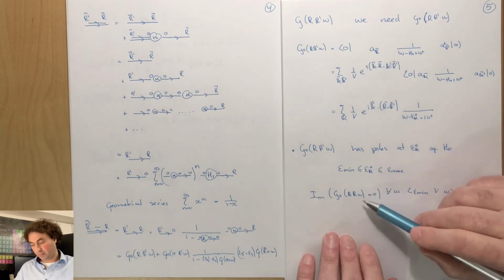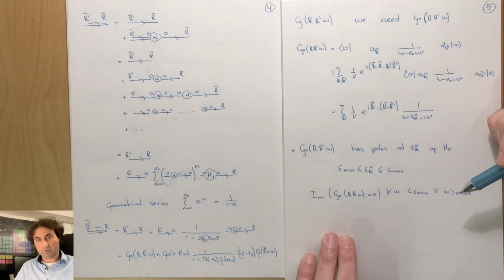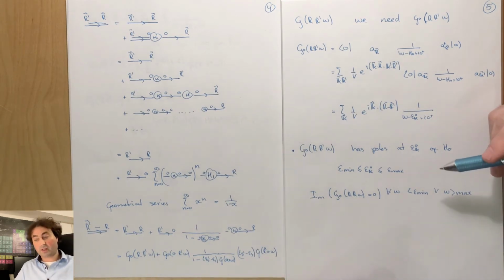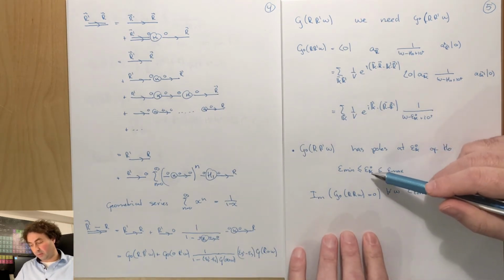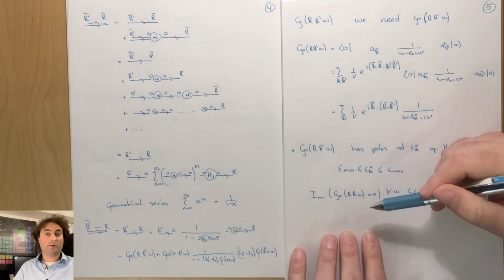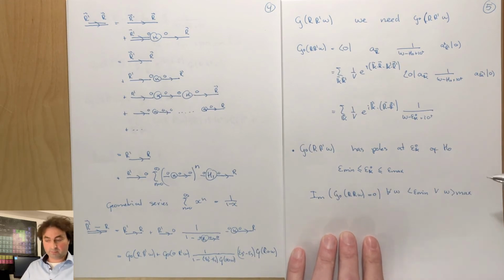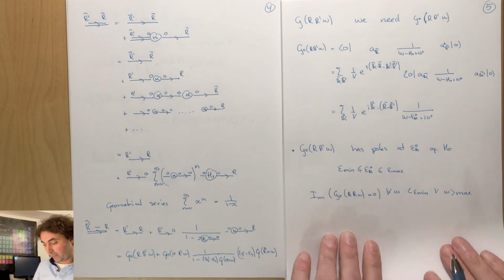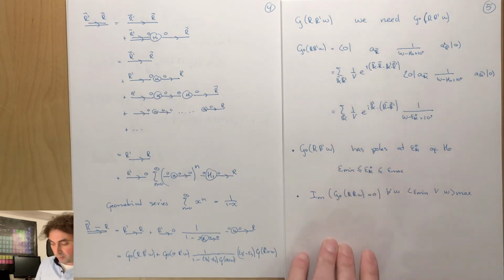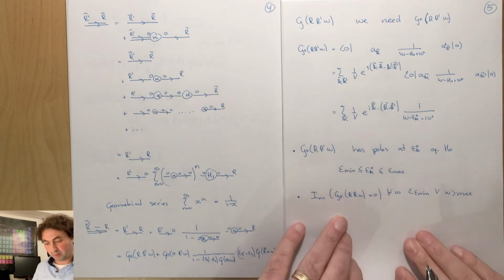If your omega is smaller than the smallest eigenvalue, the imaginary part of the Green's function is 0, the density of states is 0. If your energy is larger than the largest eigenvalue of the Hamiltonian, also your density of states is 0, and therefore the imaginary part of the local onsite Green's function will be 0. So these are two properties that we will need to discuss properties of the full Green's function.